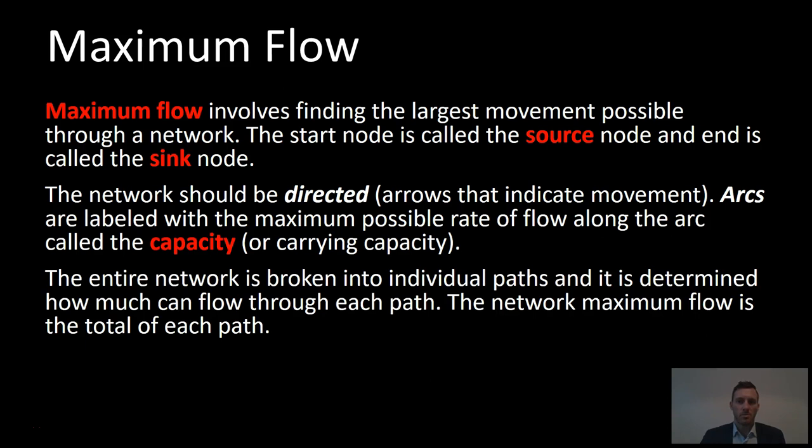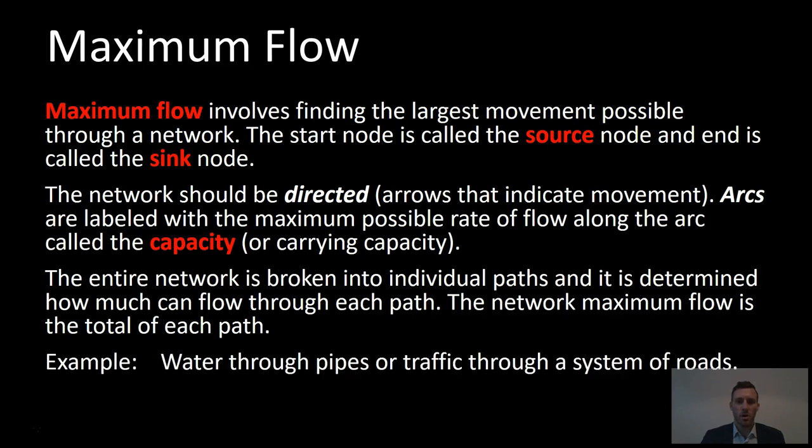The entire network is broken into individual paths, and it's determined how much can flow through each path. The network's maximum flow is the total of each path. Examples include water flowing through pipes or traffic flow through a system of roads.